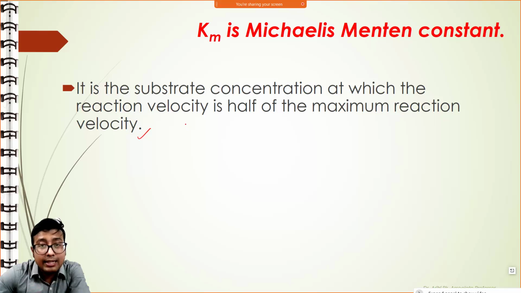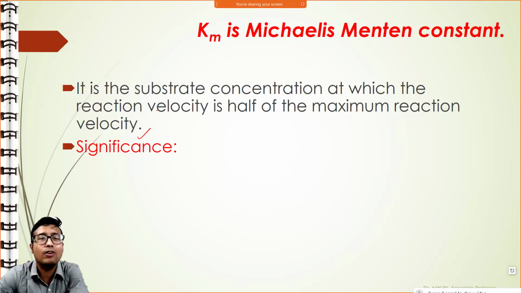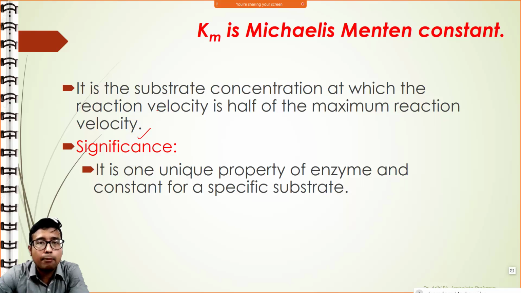Now this definition is a must know area. Along with the Michaelis Menten equation, the definition and the importance of Km is also must know area, by which what I mean, not knowing this will make you fail in exam. You must know this, right? So what is the significance of Km? Number one, it's a unique property of enzyme.